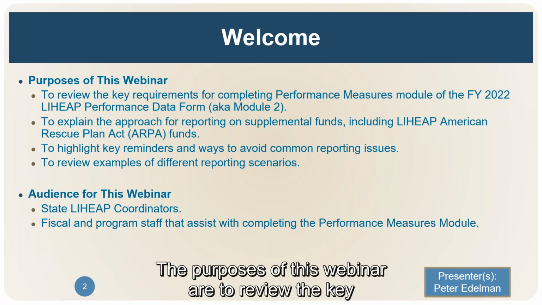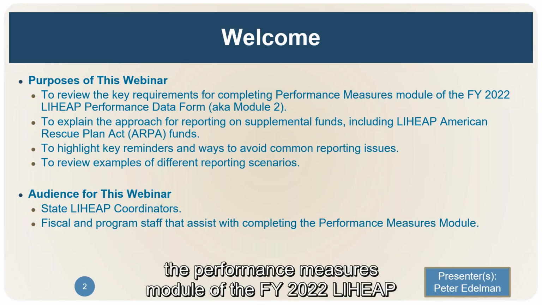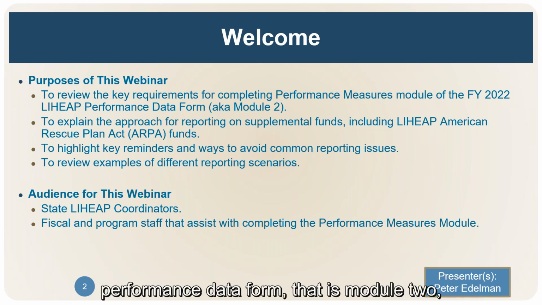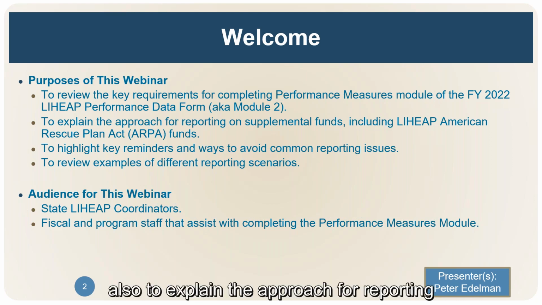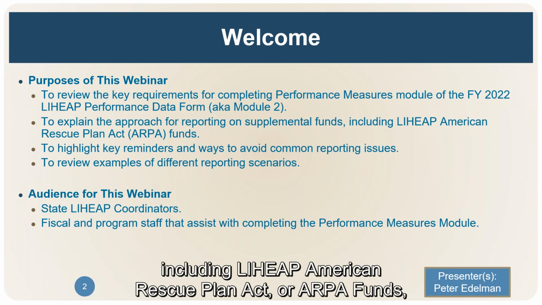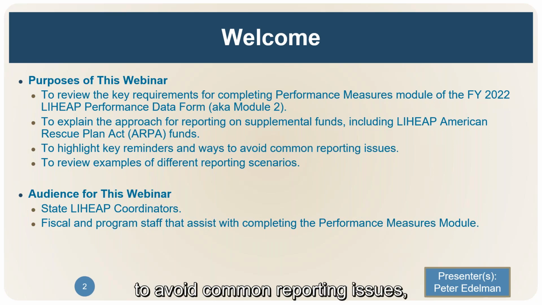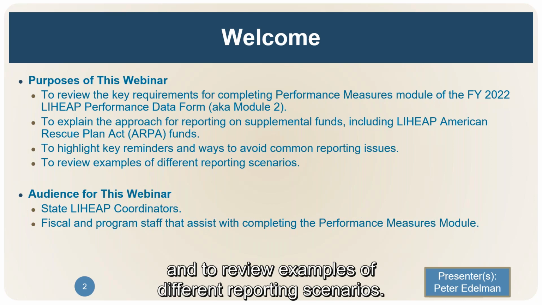The purposes of this webinar are to review the key requirements for completing the performance measures module of the FY 2022 LIHEAP Performance Data Form, that is Module 2. Also to explain the approach for reporting on supplemental funds, including LIHEAP American Rescue Plan Act or ARPA funds, to highlight key reminders and ways to avoid common reporting issues, and to review examples of different reporting scenarios.